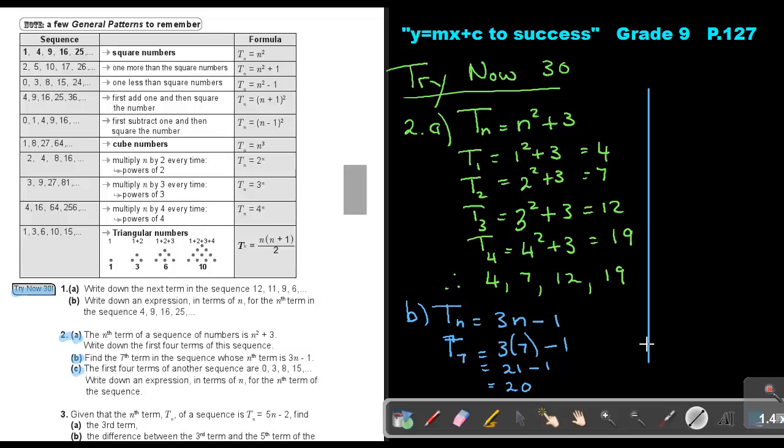Okay. And then number C, let's just do this one. The first 4 terms of another sequence is 0, 3, 8, 15. Write down an expression in terms of n for the nth term of this sequence. Now, can you remember? 0, 3, 8, 15. It's 1 less than square numbers, so it's just going to be Tn equals n squared minus 1. Because can you see? It should have been square numbers, should have been 1, 4, 9, 16. So know your patterns so that you can write down the formula.